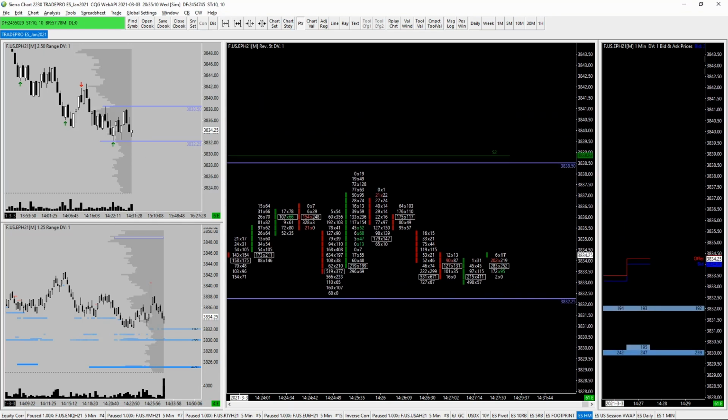So to the downside, I'd like to see that there are bids that we can use as potential targets for the breakdown. And if we're looking for a breakout to the top of the range, you'd want to see the opposite. You would want to see some offers as potential targets to the upside. And so that's another order flow tool that we like to use.